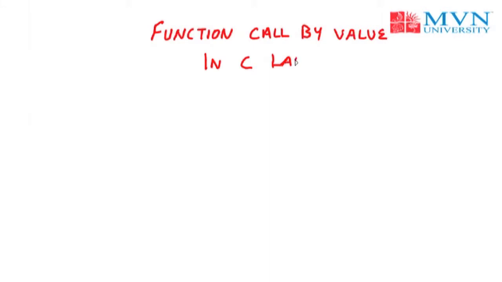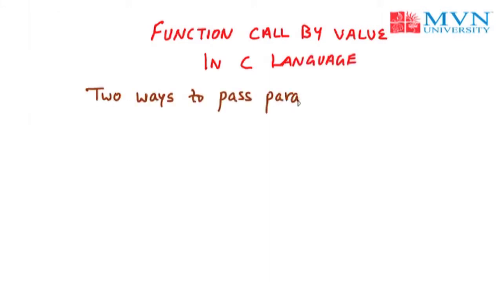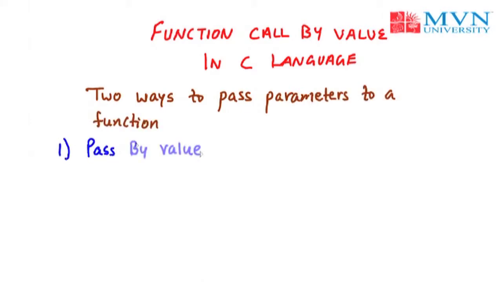Hello students, today we will discuss function call by value in C language. There are two ways to pass parameters to a function. The first is pass by value. This mechanism is used when you don't want to change the value of the passed parameter. When parameters are passed by value, then the functions in C create copies of the passed in variables and do the required processing on these copied variables.